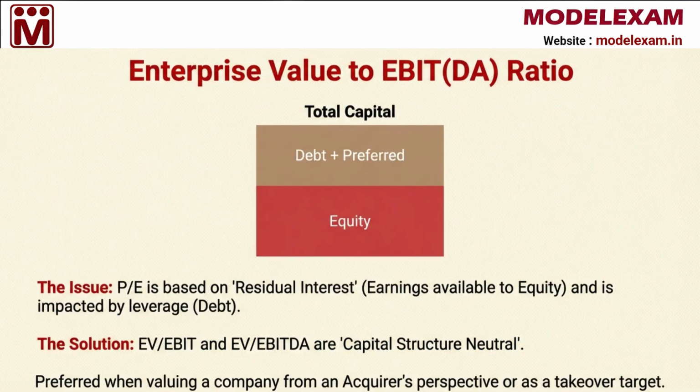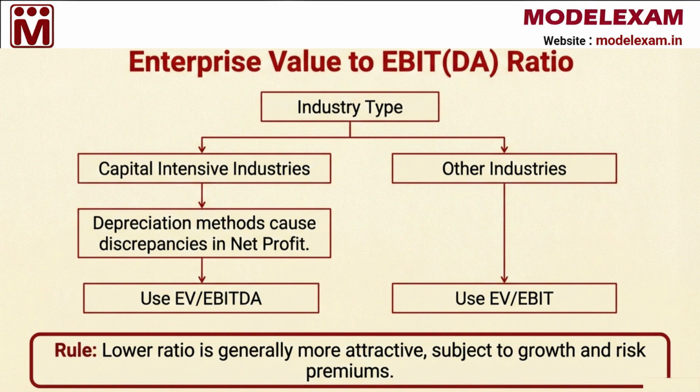Sometimes the PE ratio is not the right tool because it focuses only on equity and is impacted by debt. If you are valuing a company from an acquirer's perspective, you need a metric that is neutral to the capital structure. The solution is to use the enterprise value to EBIT or enterprise value to EBITDA ratios. These take into account the total capital, including debt and preferred stock, rather than just the residual interest available to equity. Choosing between these two depends on the industry type.